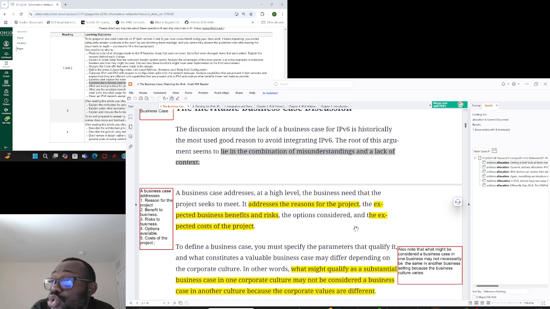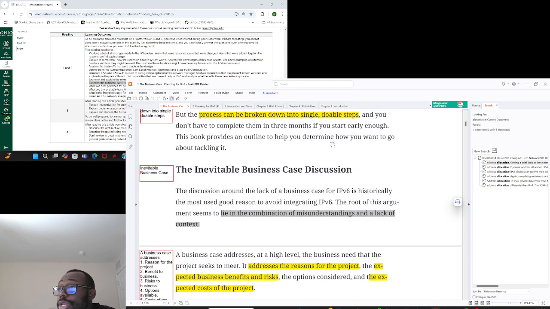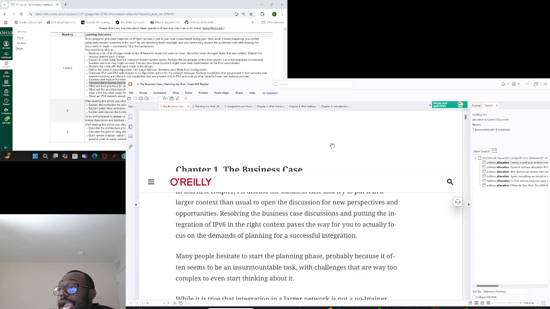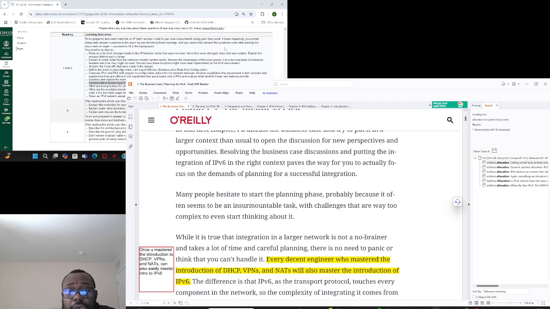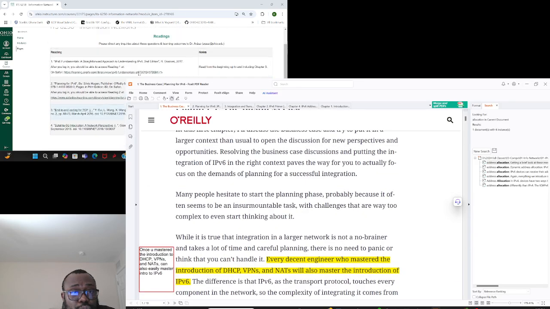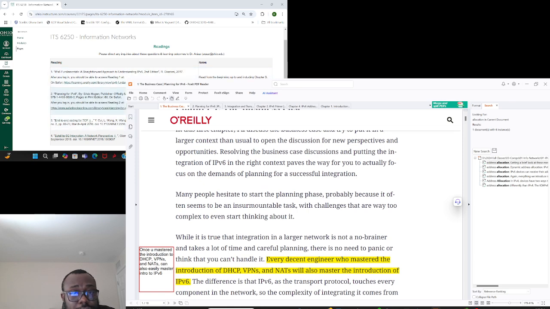So let us quickly go through this book. I could highlight some key points, just to remind us of these 4 things that we've done. And we'll be done, then move to our planning for IPv6. So this book is a reference to, I think it's Sylvia. Yes, Sylvia. Planning for IPv6, and it has a part called chapter 1. It's about the business case.